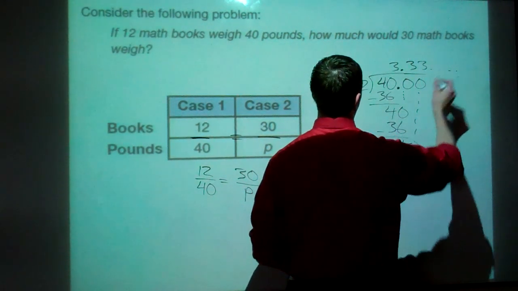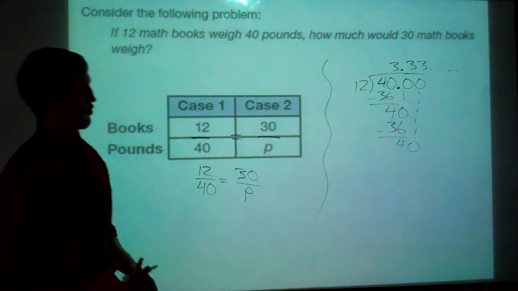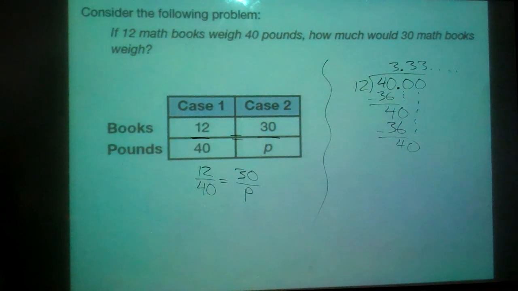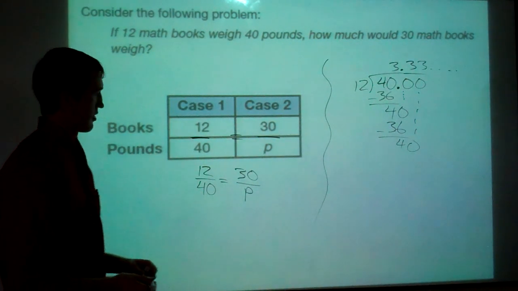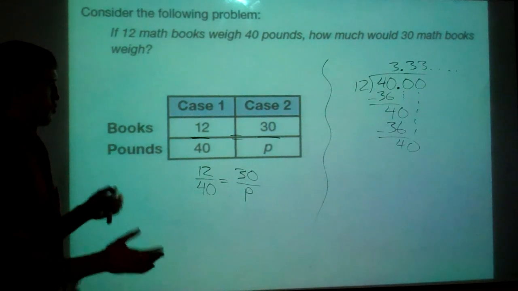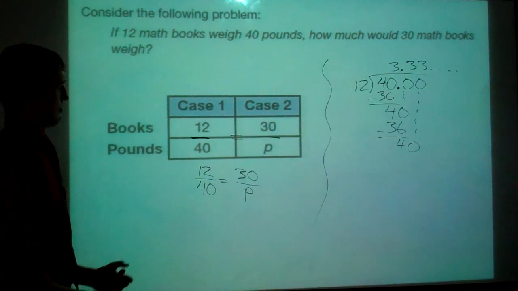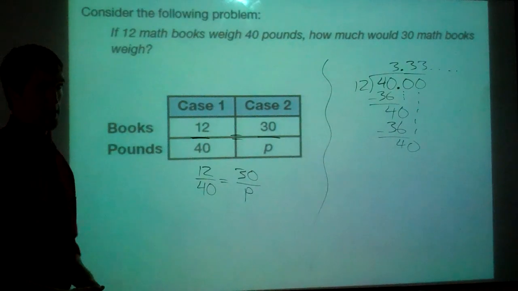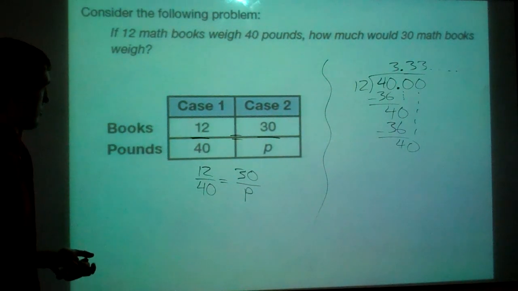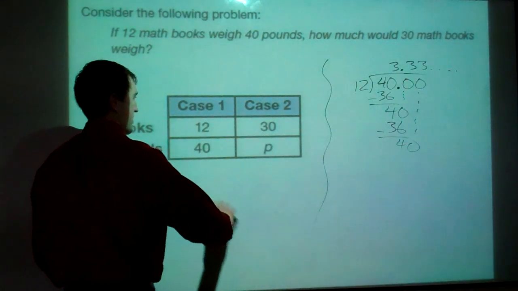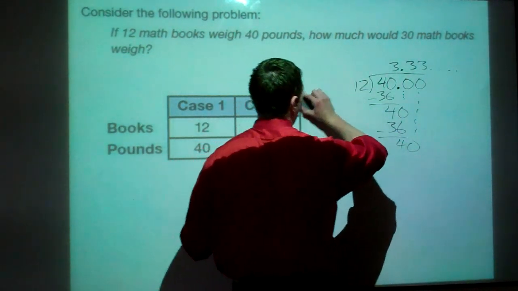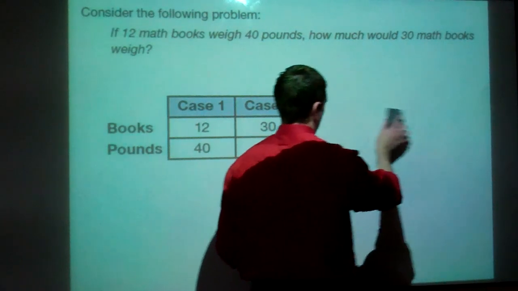Those are going to keep going. So it's 3.333 pounds, so 3 1/3 pounds per book. And then what we can do is multiply that times 30, and we can get our answer. So it kind of depends on which way you want to do it. But these are two options for us. That's kind of the setup, the two main ones I would say, and you can decide which one you want to do.